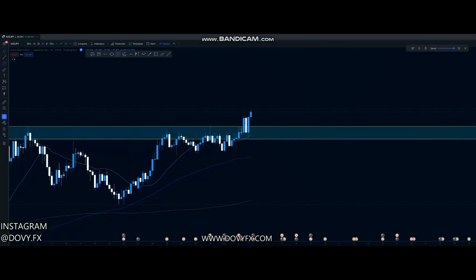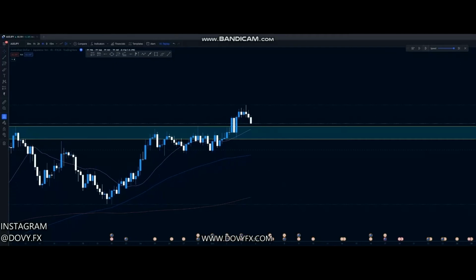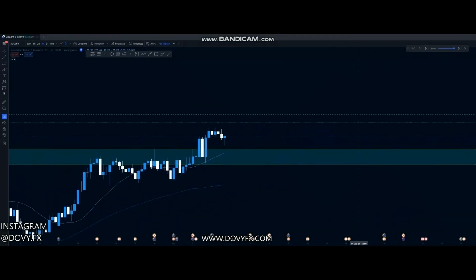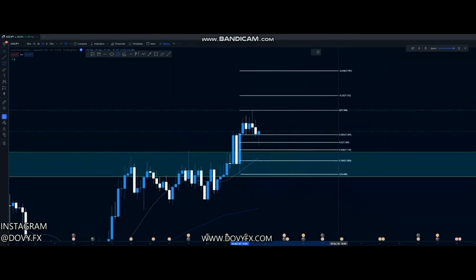So what we can do is pull out a fib. We just want to wait for some more momentum to the upside and the start of the retracement before we draw out a fib. As you can see, if I draw a fib from this low to this high, the price has really respected the 0.5 and 0.6 golden zone, right?